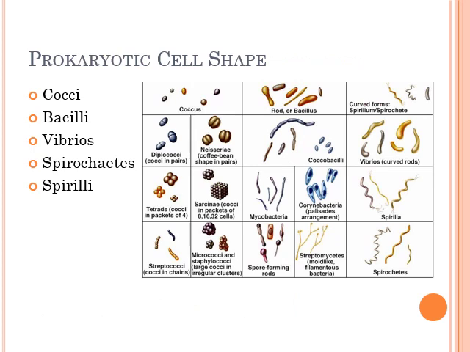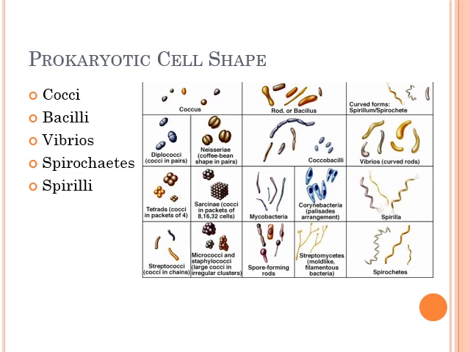Each of these prokaryotes has a certain shape to it, and that shape is given rise through an interaction between the membrane and the cytoskeleton. There's cocci, bacilli, vibrio, spirochetes, and spirilli. I know your lab only had 3. I expect you to know more.